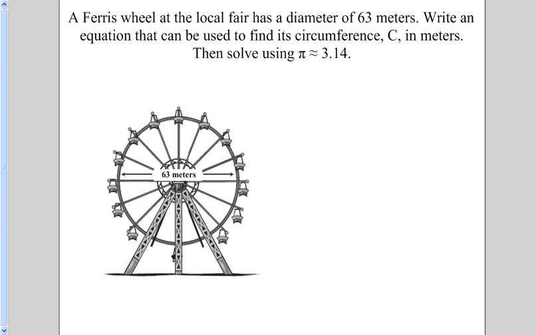This problem tells us that the Ferris wheel at a local fair has a diameter of 63 meters. The question asks us to write an equation that can be used to find its circumference, c, in meters, and then to solve for that circumference using pi as approximately 3 and 14/100.